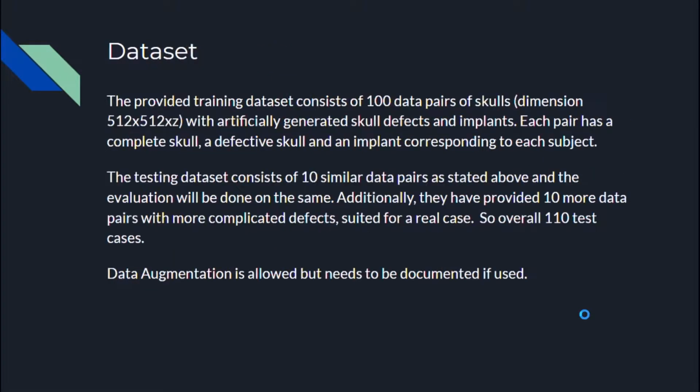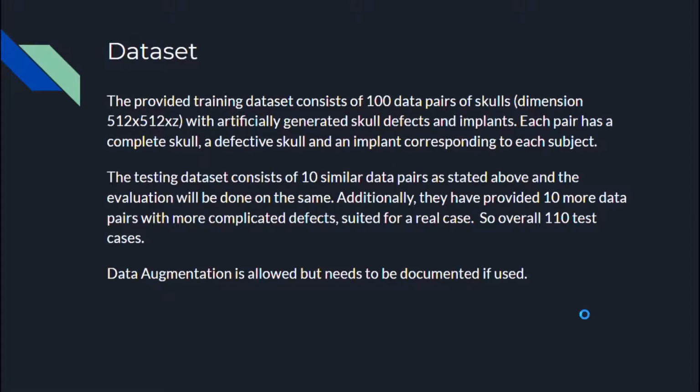Moving on to the data set. The data set which is provided for training consists of around 100 data pairs of skulls, each with dimension 512 cross 512 cross Z, where Z is arbitrary, with artificially generated skull defects and implants. Basically, what they've done is they've taken the CT scan of a complete skull, and using some segmentation techniques they have removed a part of the skull to generate a defect and its corresponding implant.